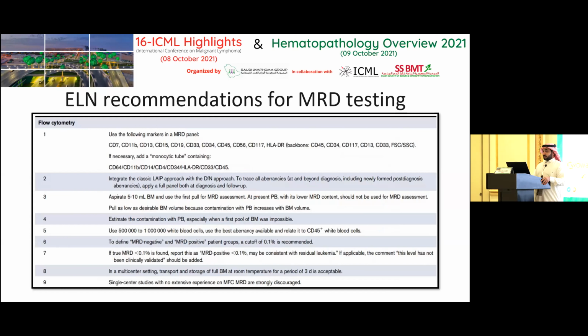So there are some recommendations by the European LeukemiaNet for MRD testing. If you use flow cytometry, you have to use a full panel with these markers, and a monocytic tube can be added to increase and explore all the aberrancies. Target the leukemia-associated immunophenotype that is different from the normal approach, and apply this both at diagnosis and follow-up.